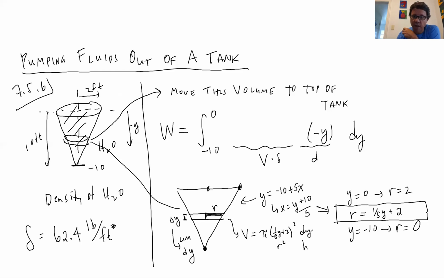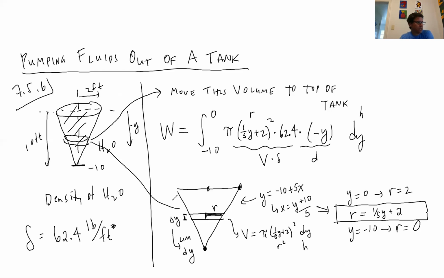So that means that my equation for the volume will be pi times (1/5 y plus 2) squared, and the dy I've already put over here, so this is like the radius and the height. Then I have to multiply by the density, which is 63.4, and then I multiply by the distance that I have to travel. It's really like cross-sectional area to get the volume, multiply by the density, and then multiply by the distance in order to get force times distance, which gives me work, and then I do the integral to put that all together.